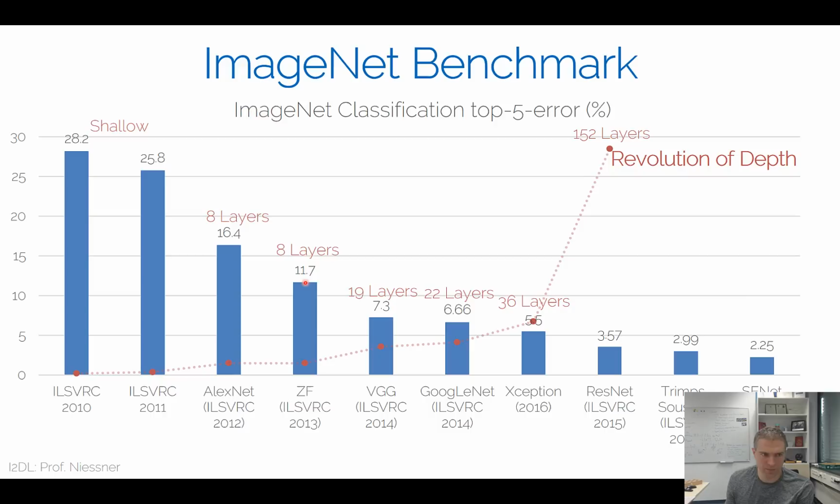11.7% error here. VGG was like 7.3 roughly. GoogleNet was 6.66, the first inception net. Xception was already 5.5. The better ResNet versions were like 3.5. And you see how this explodes in number of layers. So these ResNet models, they just had a revolution of depth.